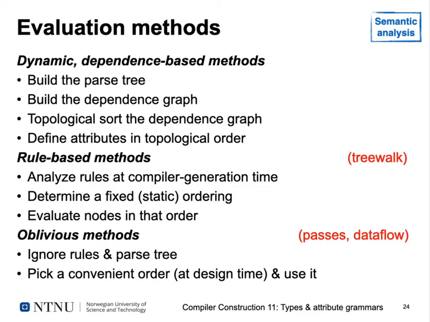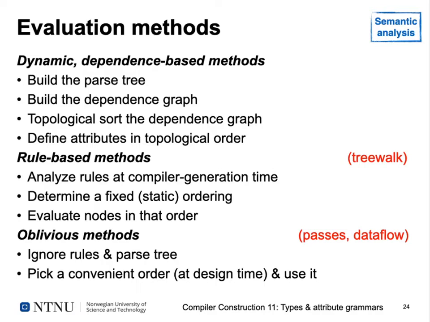So how could we evaluate such information that we've obtained? There are different approaches. The first one is a dynamic dependence-based method, which means you first build the parse tree and the dependence graph, and then you topologically sort the dependence graph and define the attributes in topological order. The next approach to discuss is rule-based methods, also called just a tree walk. For rule-based methods, you analyze the rules at compiler generation time and determine a fixed static ordering, and then always evaluate the nodes in that order.